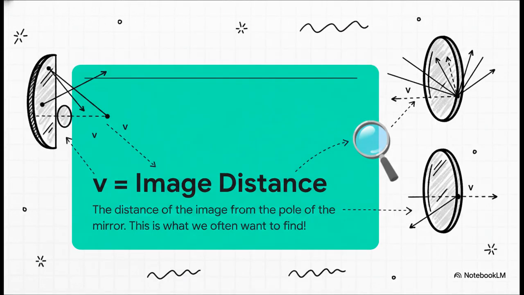Next up is v, the image distance. This is where the reflection, the image, actually appears. This is usually the mystery number we're trying to solve for. And here's the really cool part. The sign of v, whether it ends up being positive or negative, tells us exactly where that image is. Is it in front of the mirror, or is it kind of behind it? The math tells us everything.